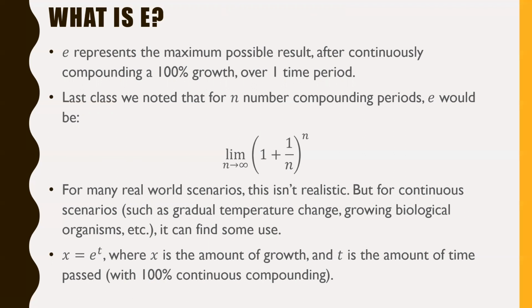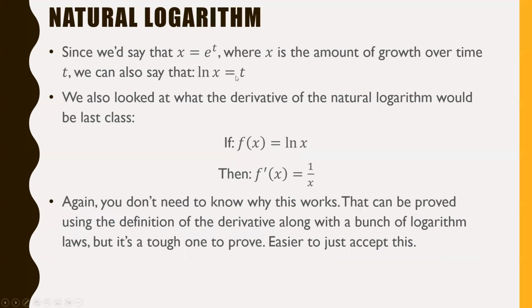What we do need to know, though, is how to find the derivative of a natural log, because that's kind of the point of this unit. We're just finding derivatives, right? So if our function was the natural log of x, then the derivative of that function, in other words the slope of the tangent, would equal 1 over x. You don't need to know why this works. It can be proved using the definition of the derivative along with a bunch of logarithm laws, but it is a tough one to prove, so we just need to accept this for now. If you're really interested, you could look it up, but it's not really worth our time. This derivative, by the way, I'm pretty certain is on your formula sheet as well, so it's not something you have to memorize, but it is something you'll want to be familiar with.